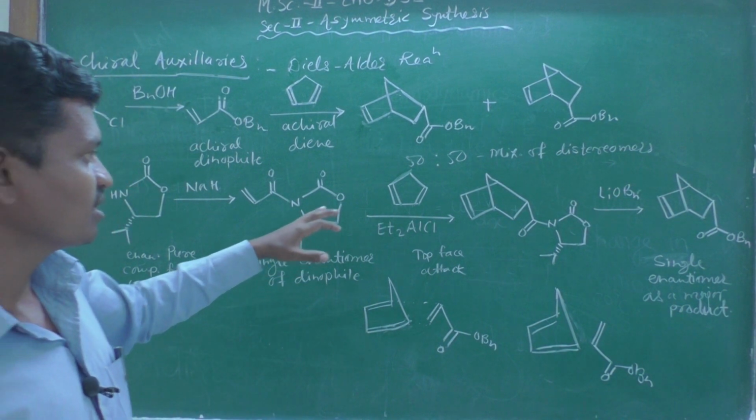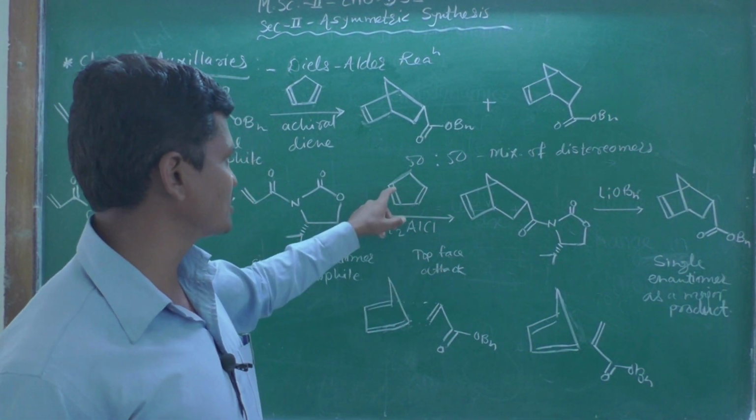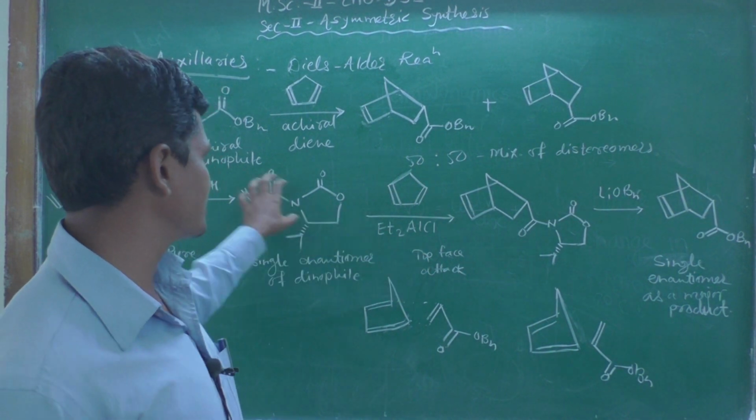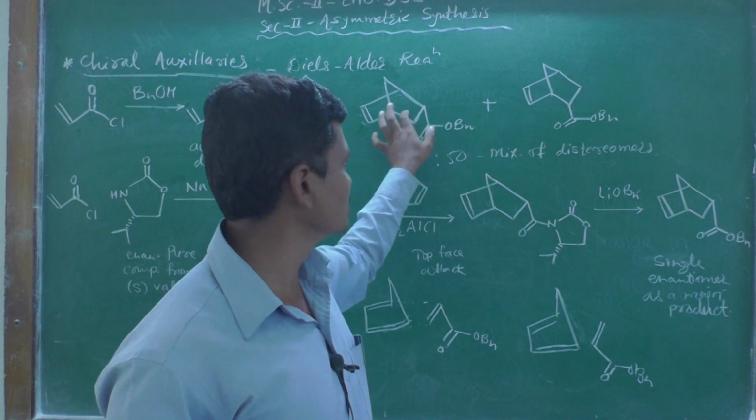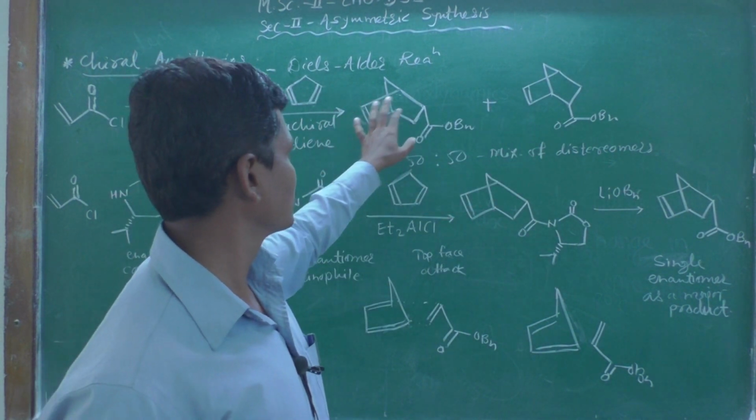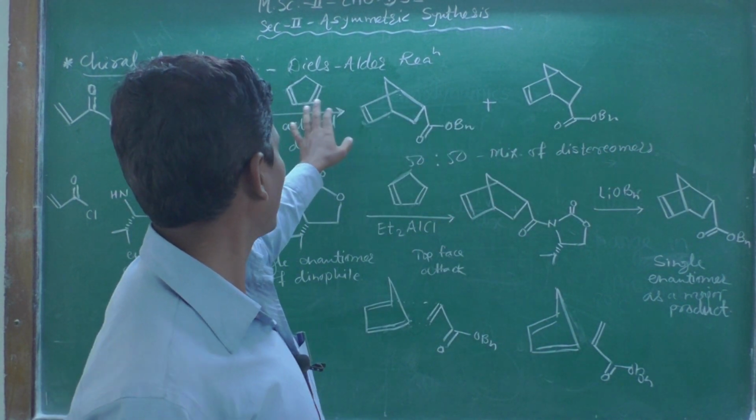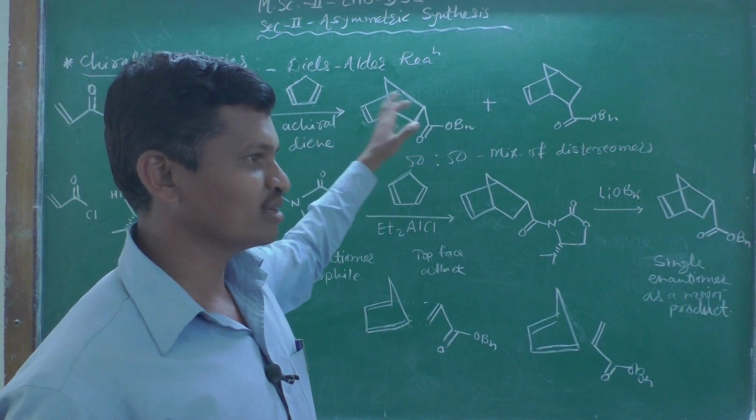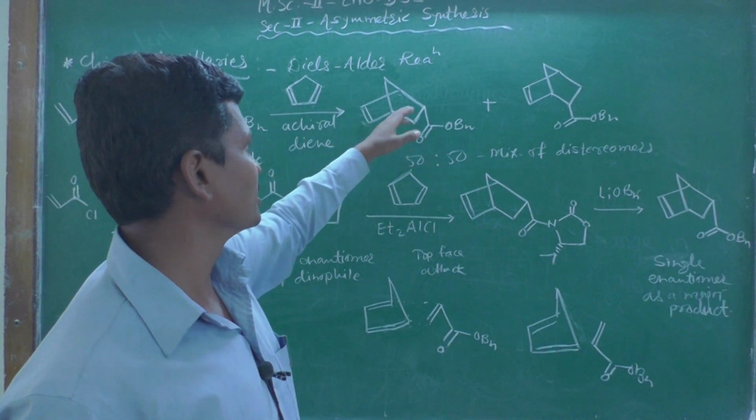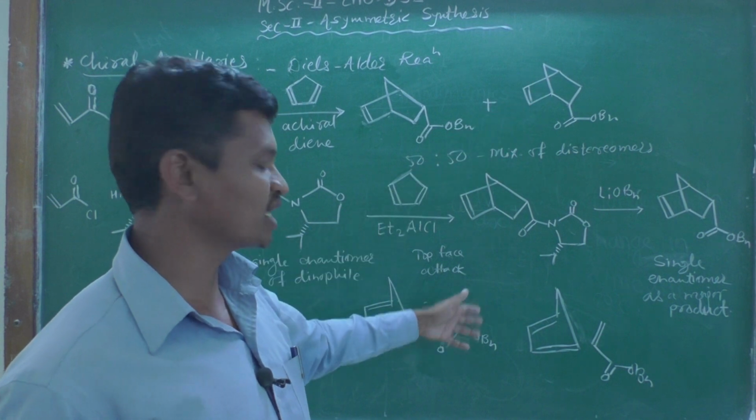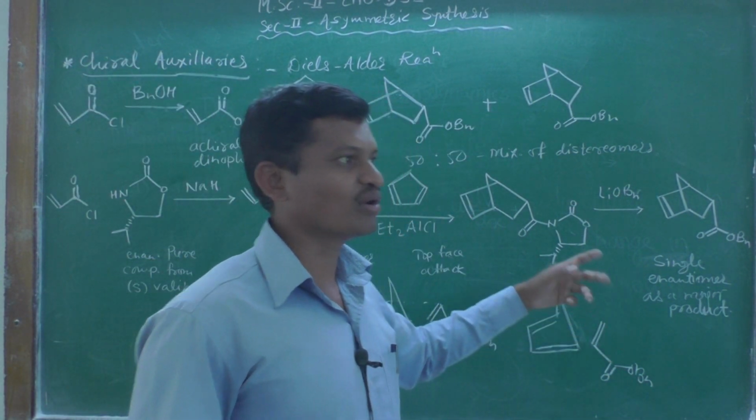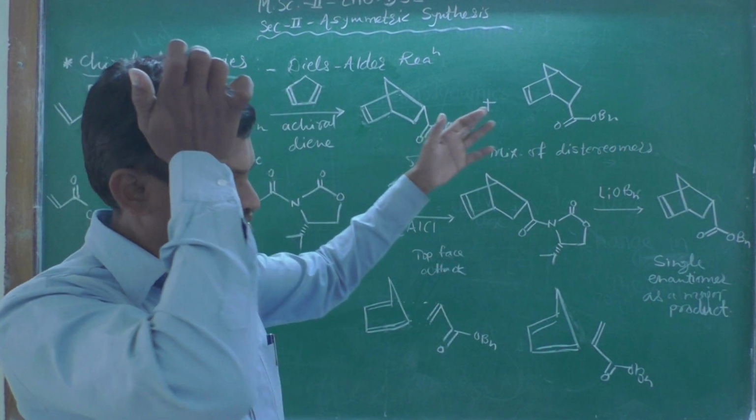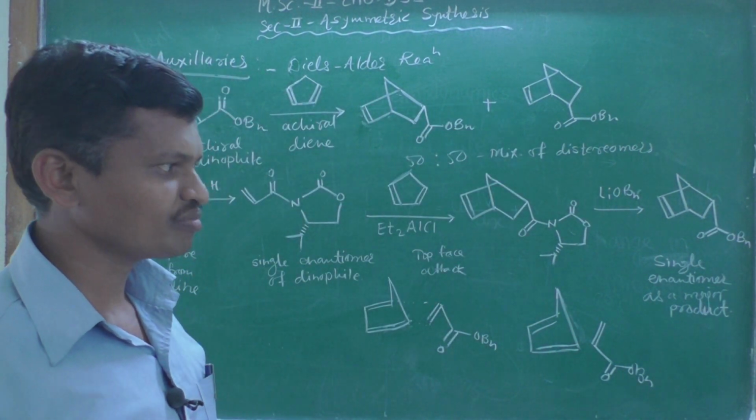Here, due to the top face attack of this dienophile on this diene, there is a formation of 2 endo products, this one and this one. As there is no chirality present in this dienophile, there are two chances: the dienophile can orient either this way or like this. So that's why two diastereomers are possible.